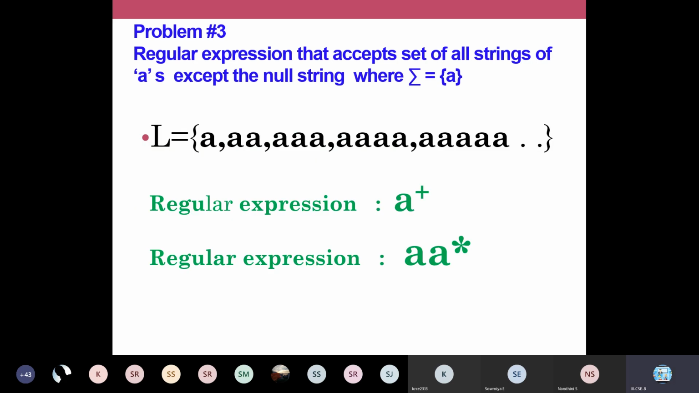And this is the next problem. The regular expression that accepts set of all strings of A's except the null string. Note down this: regular expression that accepts set of all strings of A's except the null string. It means that your language will not have epsilon. Your language must not have epsilon, so there must be at least one A in your string. Your string must not be empty. That is the case defined here.